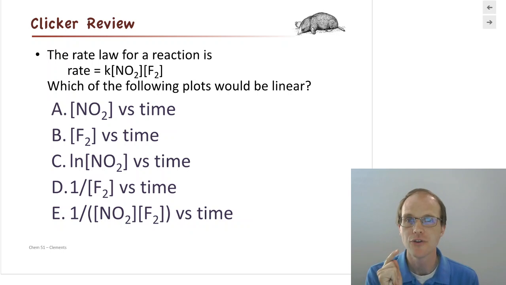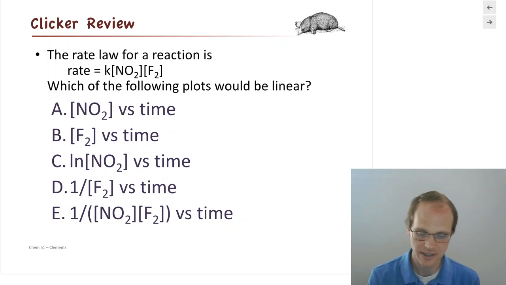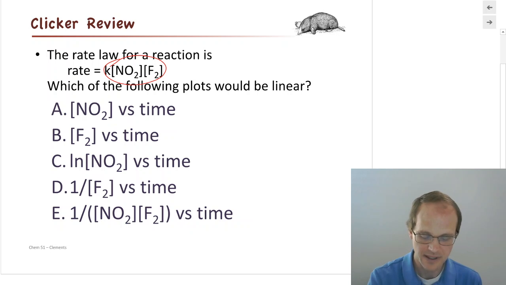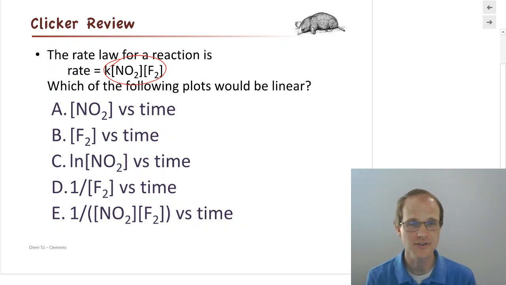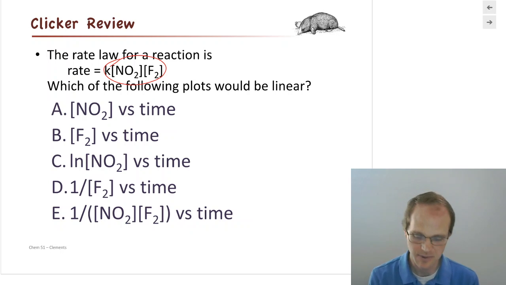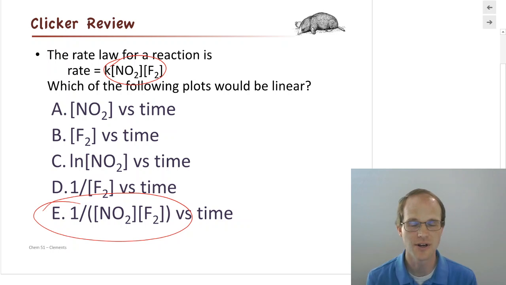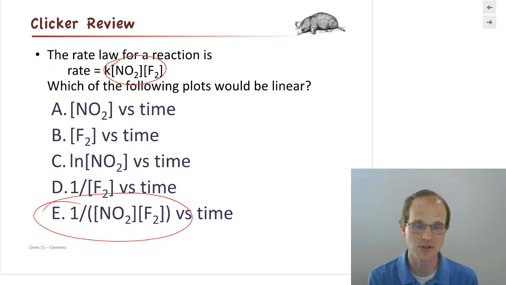Okay, what did you come up with? Well, you're like, hey, the reaction is first order in NO2, and it's first order in F2, but it's second order overall. So I know a lot of times people will run over to this one, and they'll say, well, since it's second order overall, I should be able to plot 1 over both of those. And it doesn't work that way. It doesn't work where you can take 2 different reactants and multiply them by each other.